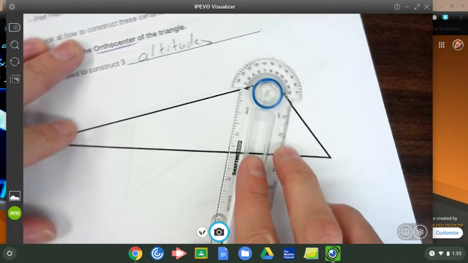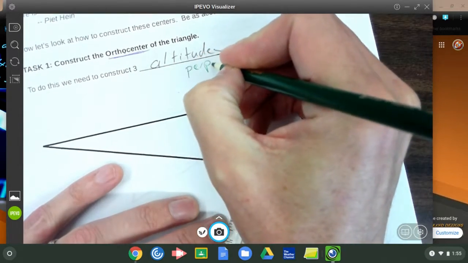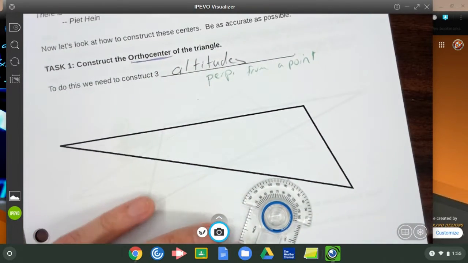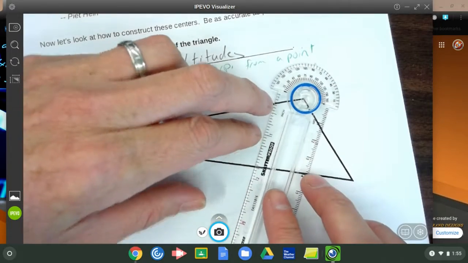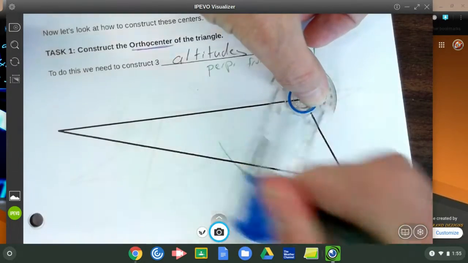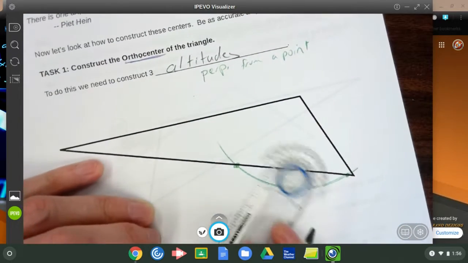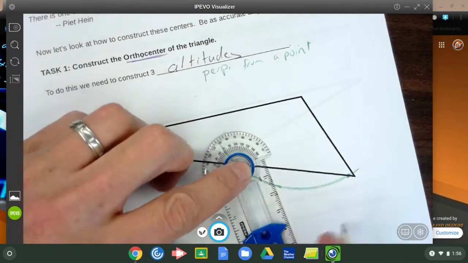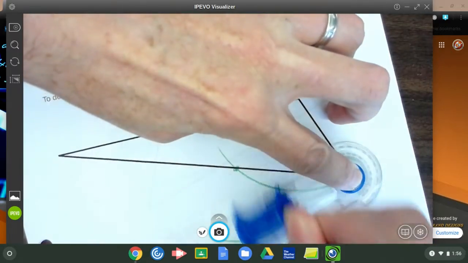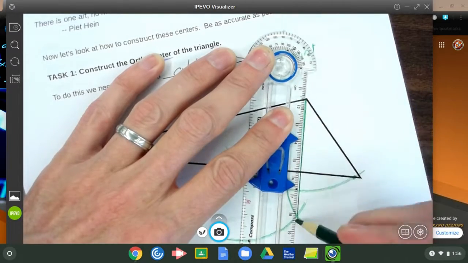So I'm going to construct my altitudes, which remember means what you're really constructing is a perpendicular from a point. That's what we did in our previous lesson, lesson 2.5. So I'm going to start at my vertex and I'm going to do an arc. I'll do this one in green. Quick arc. And then from this point and that point, I'm going to make a mark down here. Let's bring it a little closer so I can keep it on the page. And there. And I can connect that to my vertex. So there's one altitude. Okay.